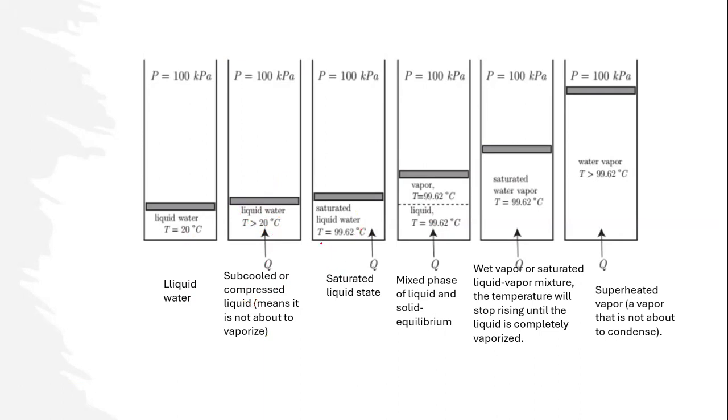Having a look at these three diagrams, they actually symbolize the same thing. Look at the temperature, we have 99.62 degrees. These three diagrams talk about the same temperature. So what's different about them? Here we have the liquid and here we have the vapor. Look at the volume over here and the volume over there. The volume is less over here. The volume is greater over there.